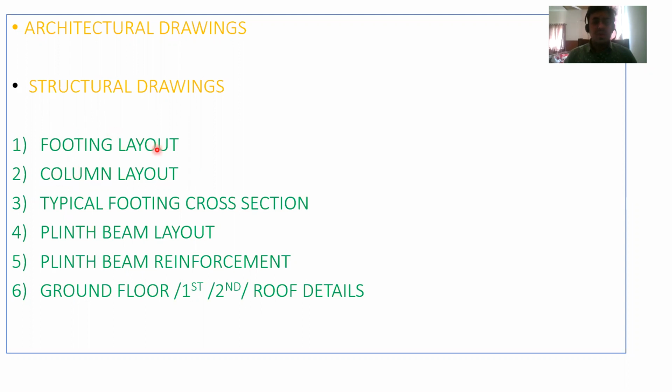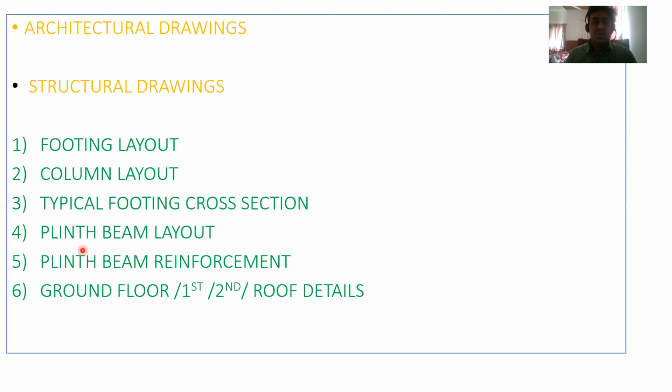Once the footing and column layout is released, along with that they are going to release the typical footing cross section. In the typical footing cross section, we are going to get the depth of the footing, right? I mean, what is the depth of the excavation we need to do? How many bars have to be placed? Whether we need to make use of 12 diameter bar or 16 diameter bar. What is the spacing between the bars that has to be kept? How the meshes have to be arranged? All those things we are going to get from the typical footing cross section.